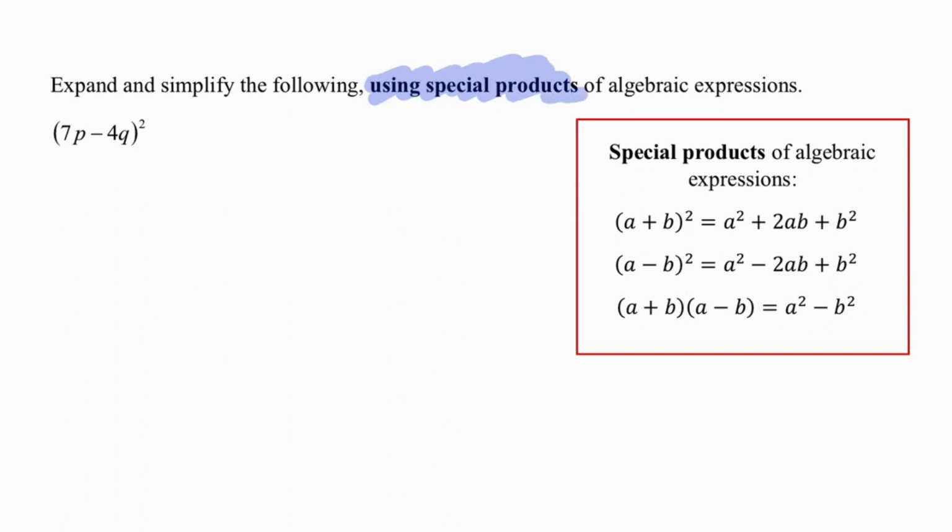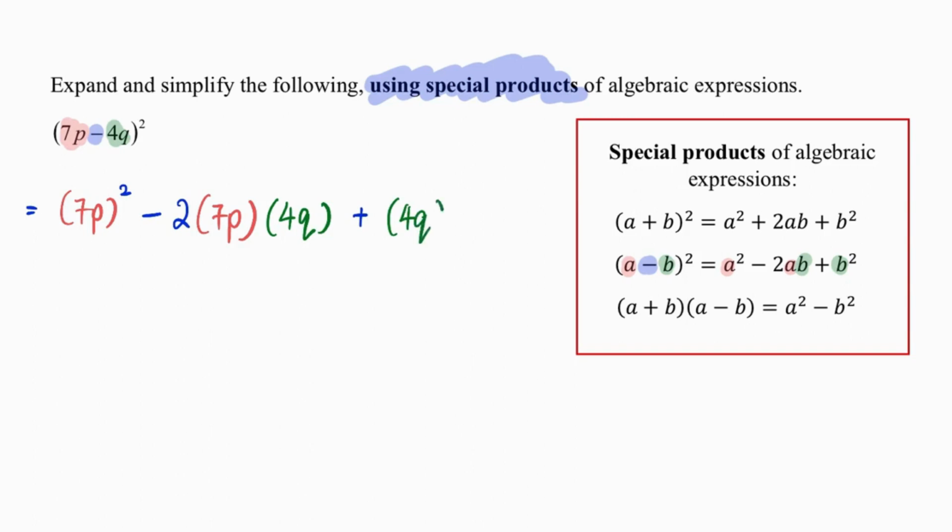The first thing you must do is to choose the correct special product. In this case, I choose the (a minus b) squared. And later on, you will see me substituting the a with 7p, b with 4q, and this will be equals to (7p) squared minus 2ab plus b squared, 4q squared.